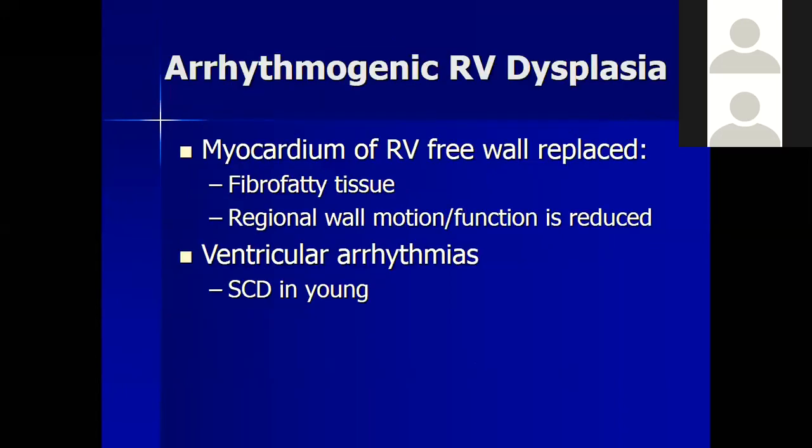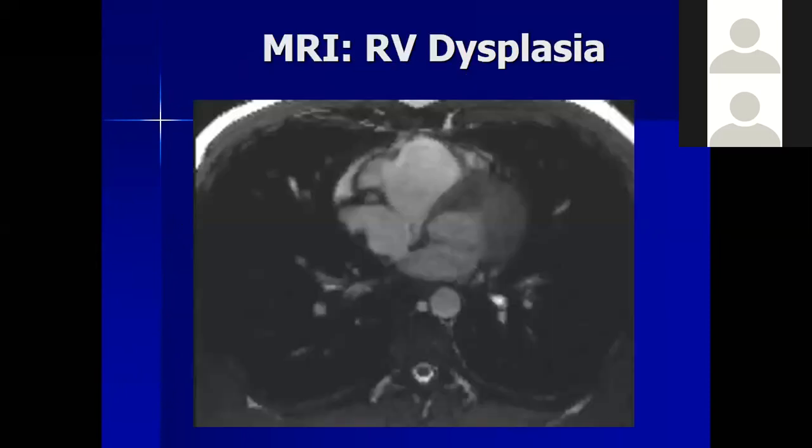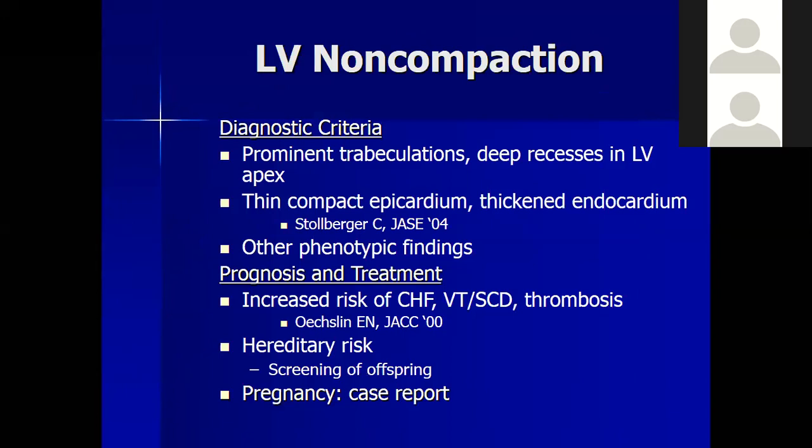There is another cardiomyopathy, ARVD, which we call arrhythmogenic right ventricular dysplasia. The myocardium of the RV free wall is replaced by fibrofatty tissue. Regional wall motion abnormality and dysfunction are usually the cause of sudden cardiac death in young people. So you can do an echo and cardiac MRI for RV dysplasia.